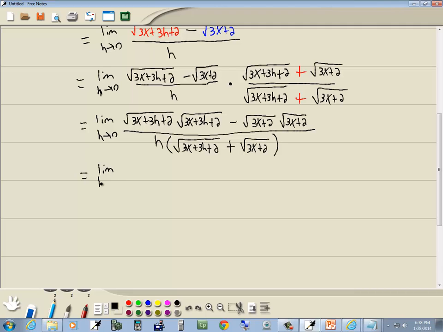So we got limit as h goes to 0. When the square roots are the same and you multiply them together, they just cancel each other out. So that leaves us 3x plus 3h plus 2 minus, and then we'll put a parentheses because this minus has to affect everything to the right. Now square root of 3x plus 2 times square root of 3x plus 2 is 3x plus 2, all over our denominator. So h times square root of 3x plus 3h plus 2 plus square root of 3x plus 2.